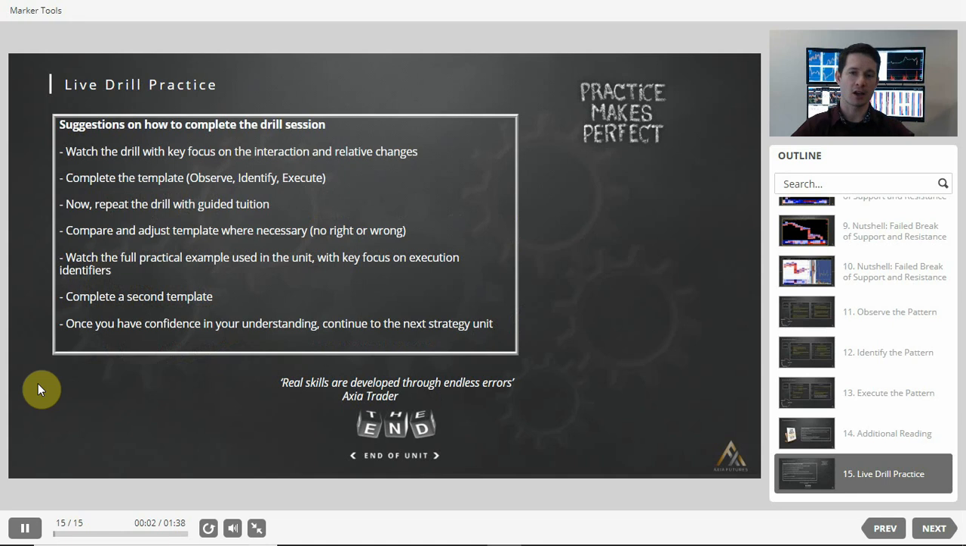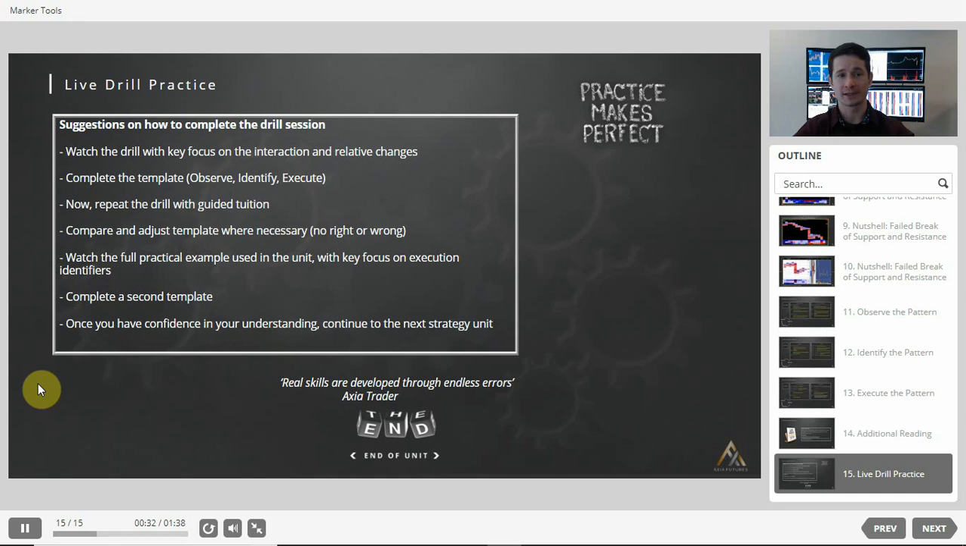Okay, just like the last 2 units, obviously, we've got our drill session. Go through the drill, watch the entire drill, make some notes while you're watching through it, some key observations. Once you've watched the entire drill on its own, do go and fill out a template, okay? Again, you're going to be tempted to go watch the guided tuition straight away. Don't do, right? It's really going to be far more helpful if you try and learn through your own attempt rather than just going straight to the guided tuition.